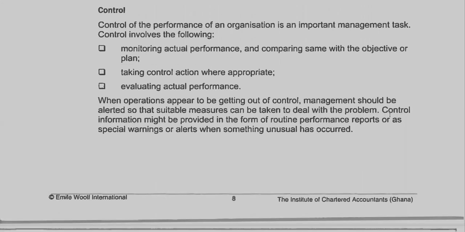Now, when we talk about controlling, which is a key theme of management accounting we discussed earlier, what does controlling mean? Now, control of the performance of an organization is an important management task, and controlling involves monitoring actual performance and comparing the same with the objective or plan. So I wanted to, for example, buy 5,000 kgs of material at 10 cedis each. Meaning I plan to incur a cost of what? 50,000 Ghana cedis.